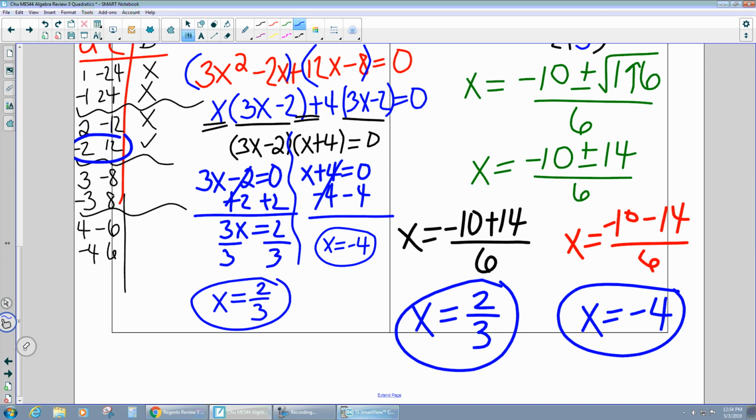If you turn the page, you will see that there are 4 problems for you to complete on your own. Please complete those.